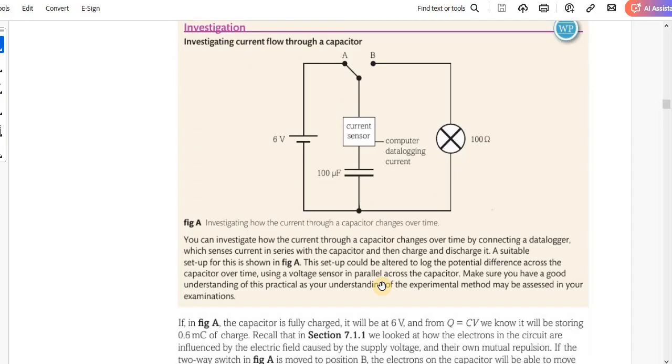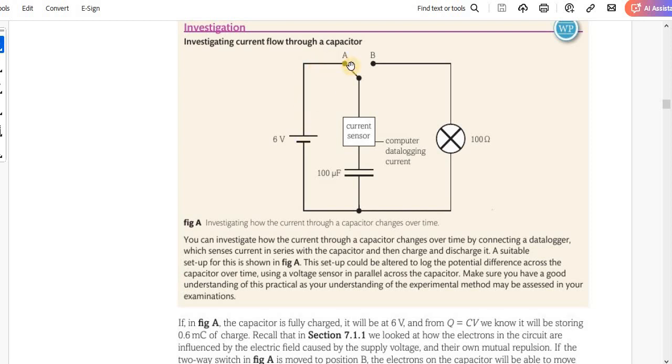Okay, so this is the diagram. I think I also have it in the notes over here. Yes, see figure A, investigating current flow through a capacitor. I already explained this. See, 100 microfarad capacitor, 6 volt, then we have a bulb here.